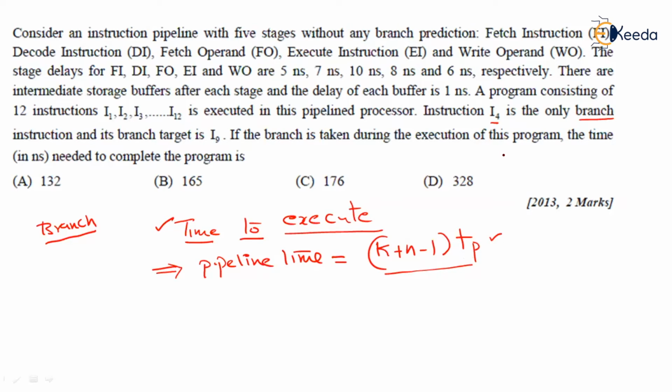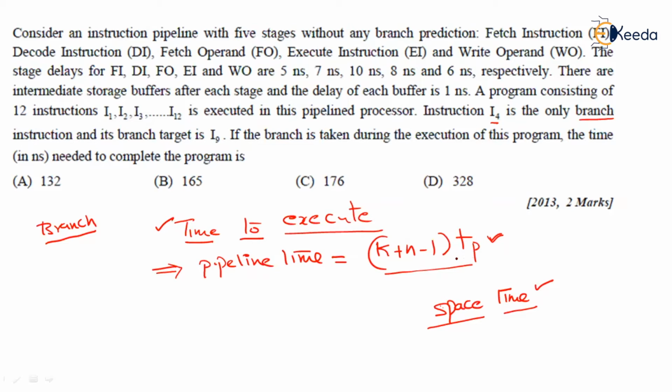The pipeline time can also be identified by using another method, which is called the space-time diagram. By using the space-time diagram, it will be simpler. Now, I'm going to explain both methods. That is, we're going to find the pipeline time by using this formula as well as the space-time diagram. Now we'll examine the space-time diagram, after which I'm going to explain using the (k + n - 1) * TP formula.